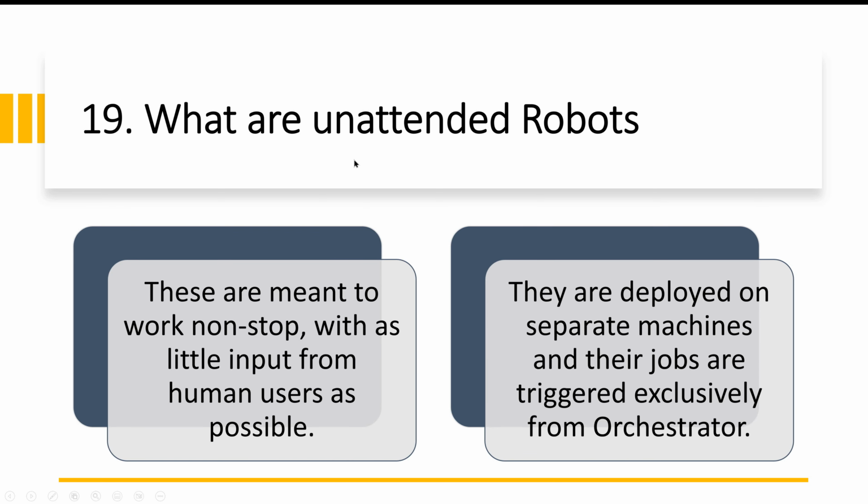Unlike attended, unattended works as non-stop robots with as little input from human users. We are not saying there is no human intervention in unattended. There is a possibility to have little inputs from human beings even in the case of unattended robots. The only difference is unattended robots will work in parallel and will not just wait for human input. Instead, by the time a human being responds or gives some input data, meanwhile unattended does some parallel activity, right?